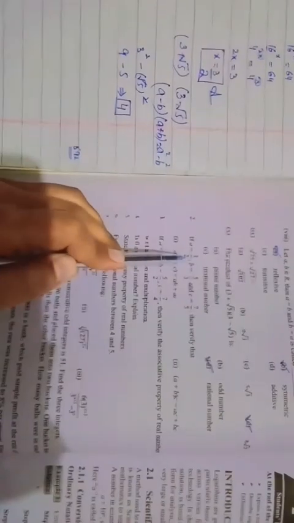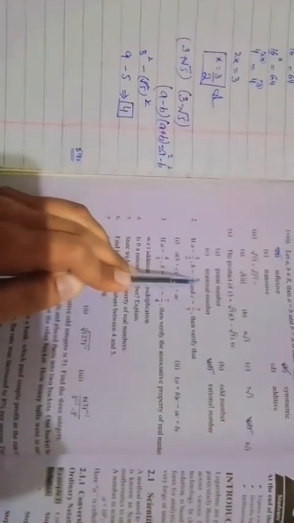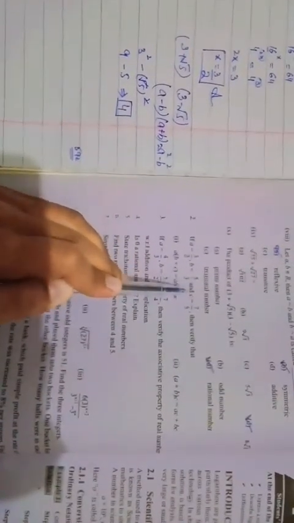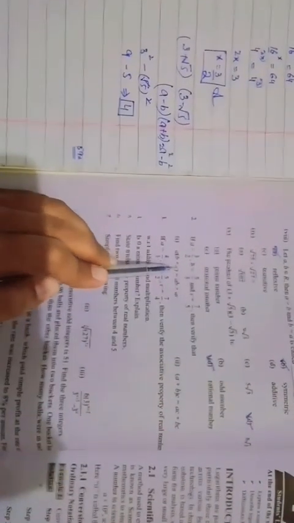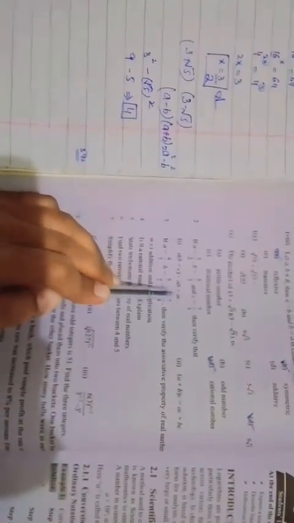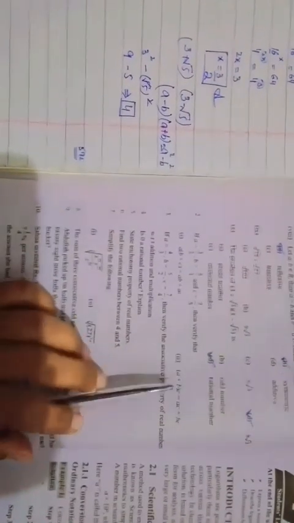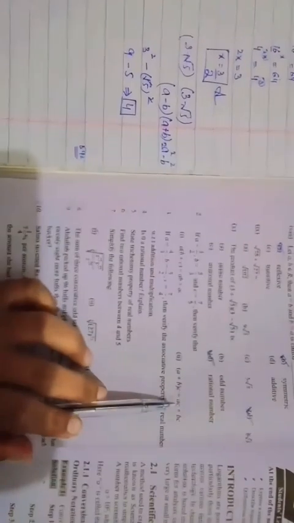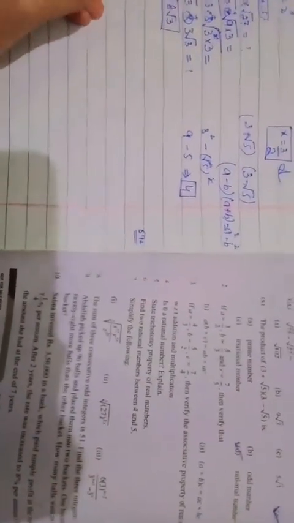Question number 2: if A is equal to 3 over 2, B is equal to 5 over 3, and C is equal to 7 over 5, then verify that A(B + C) is equal to AB + AC, and the second one is (A + B)C is equal to AC + BC. So let's start. We will prove the first question, part A. We can write it like this.